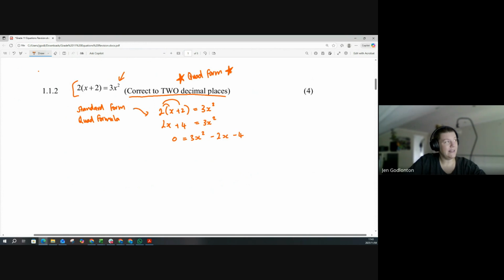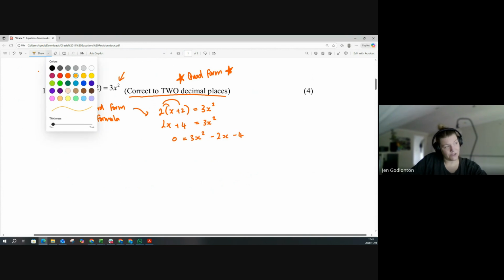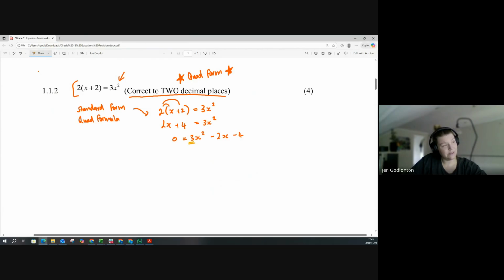Now, the reason that step is important is because it shows us what our a value is, what our b value is, and what our c value is. So now I know a is 3, b is -2, and c is -4. And then it's easy for me to stick that into the formula.